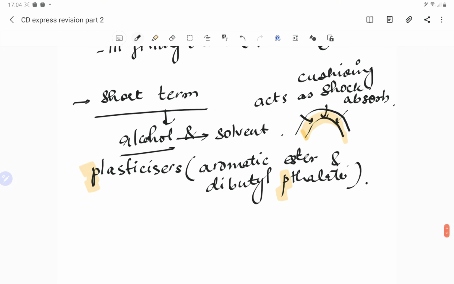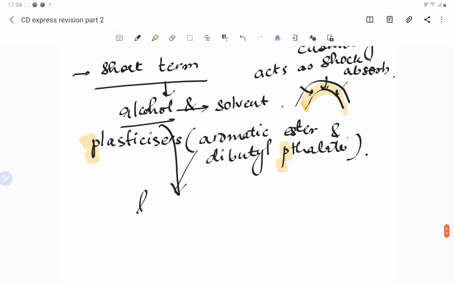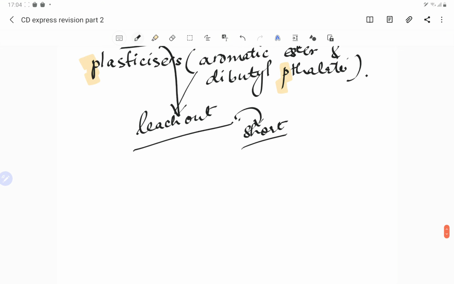Both of these things, the alcohol and the aromatic ester, leach out with time. When they leach out with time, that is the reason that they are short term. That means when they leach out, the effect of the tissue conditioner is not that great anymore, so we have to replace it.